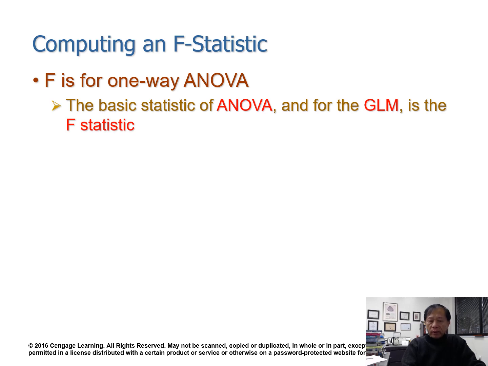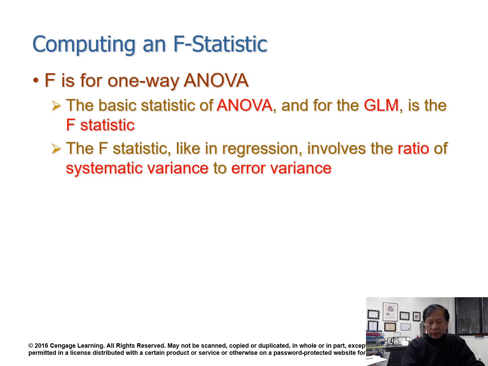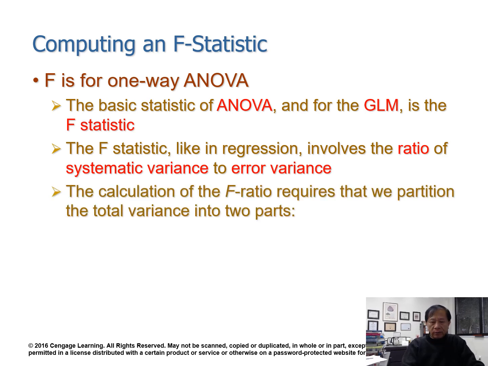F is for one-way ANOVA. For ANOVA, analysis of variance, and for GLM, the general linear model, the basic statistic is the F statistic, an F curve. Just like in regression, the F statistic involves the ratio of systematic variance over error variance.